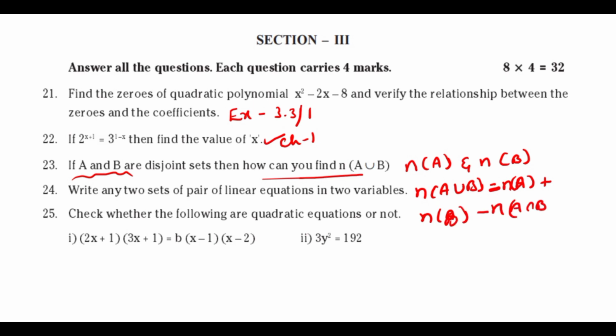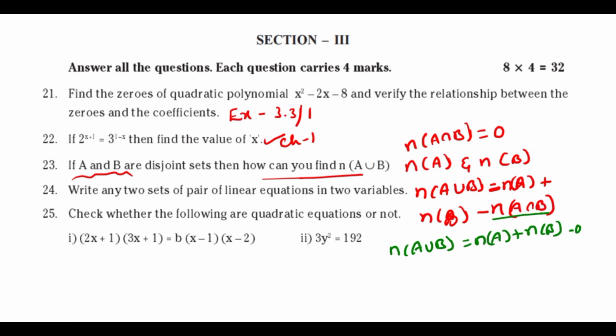But here again A and B are disjoint sets, so n of A intersection B, if A and B are disjoint sets, n of A intersection B equal to 0. So this 0 you can substitute here, then what you will get, n of A union B equal to n of A plus n of B minus 0. Then finally you will get the answer here, n of A union B equal to n of A plus n of B. Okay, so this is the answer for this question.